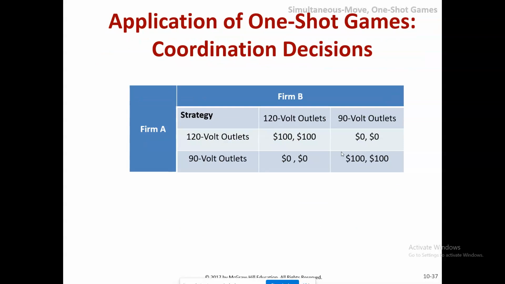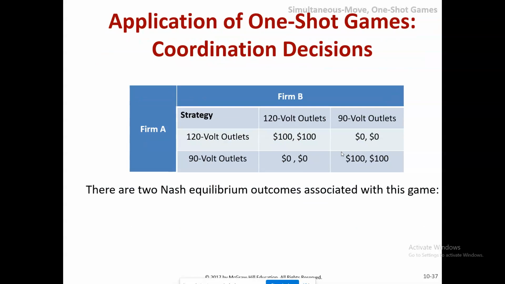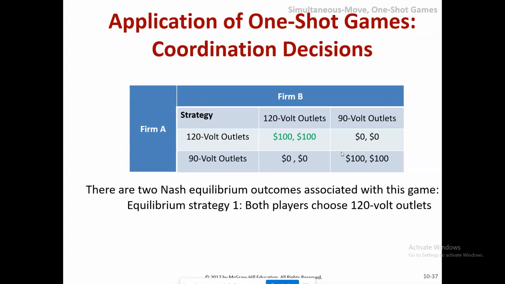In some games, there may exist more than one Nash equilibrium. For example, both firm A and B produce outlets. They have two options, 120 volt and 90 volt outlets. There are two Nash equilibrium outcomes associated with the game. Both players choose 120 or both players choose 90.